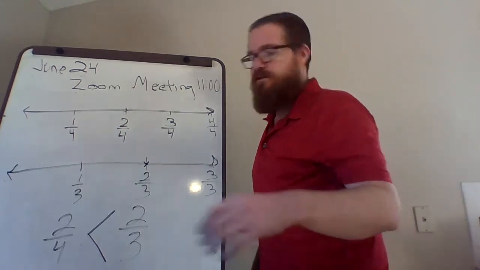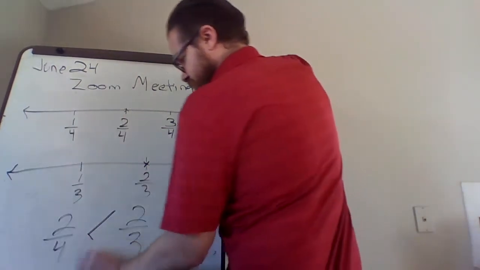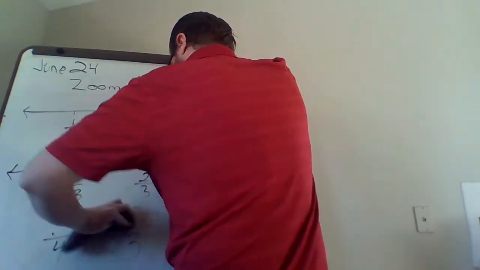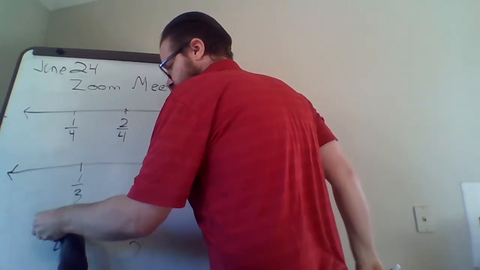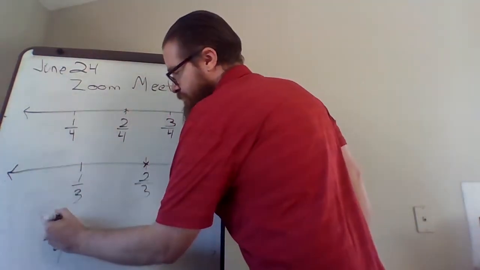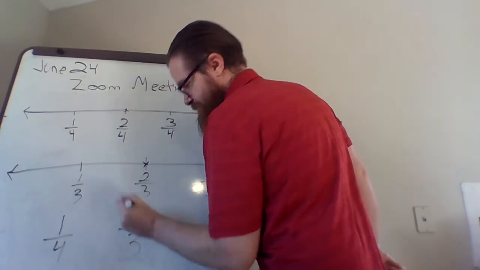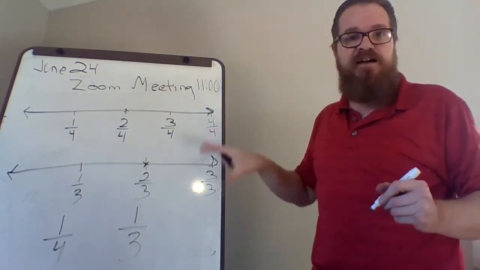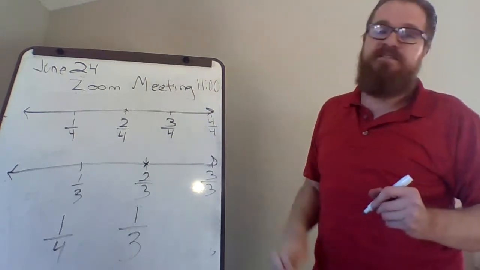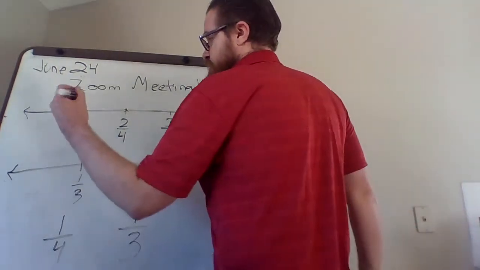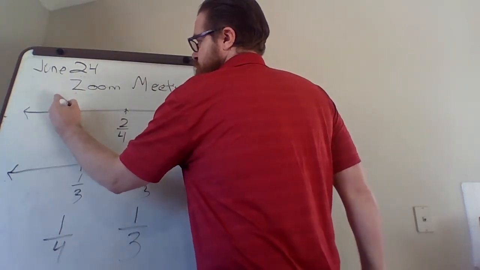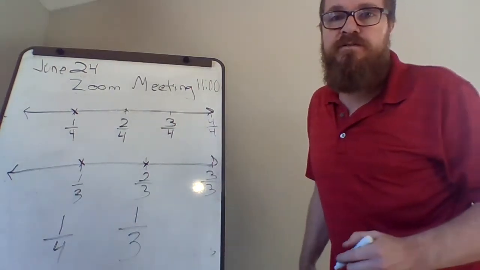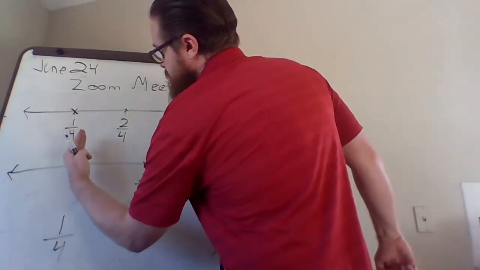Okay? Let's do another example. Let's say instead, I want to compare 1/4 and 1/3. Okay, and I'm trying to decide which one is greater. All right, now I already have the number lines down and I explained how I drew those, so I'm just going to find them. I've got 1/4 here and 1/3 here.